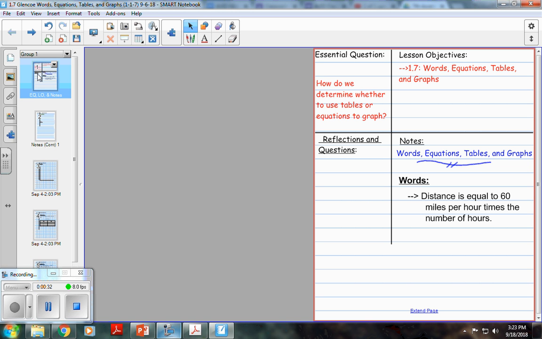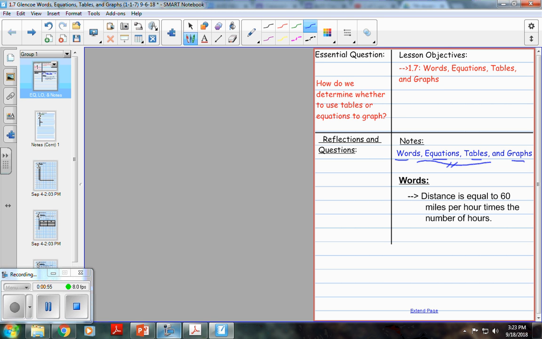Okay, welcome back. So our essential question in this last section of Chapter 1 is how do we determine whether to use tables, equations, or to use graphs? And what I'm going to try and do is show you this trend from how it could have started with words, and our goal is to get it all the way to graphs. And the heading is not misleading. We're gonna go through words, equations, tables, and then graphs.